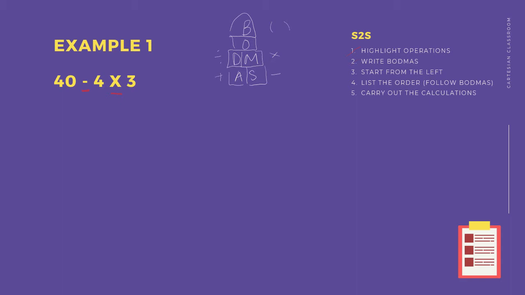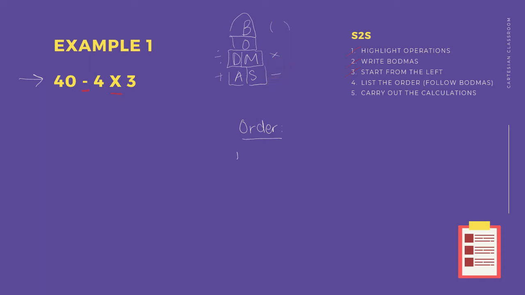Step 3 starts from the left. So always start from the left. Just draw an arrow from the left over there. So that is step 3. Step 4, list the order, follow BODMAS. I'm just going to write down our order on this side. Now, we have minus and we have times. Times is on top of minus. So we have to do times first, then minus.